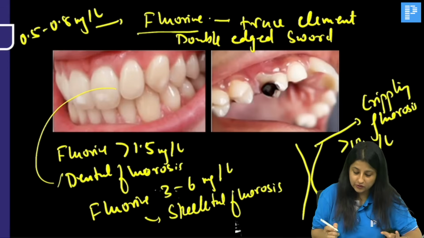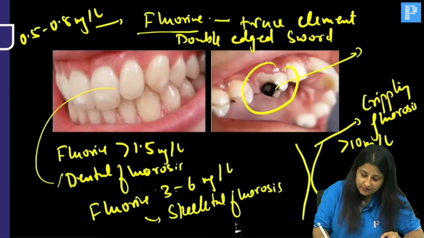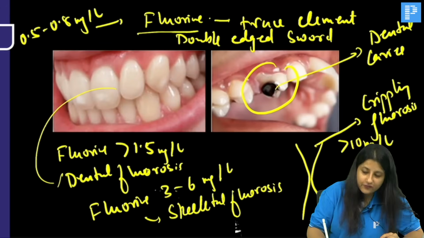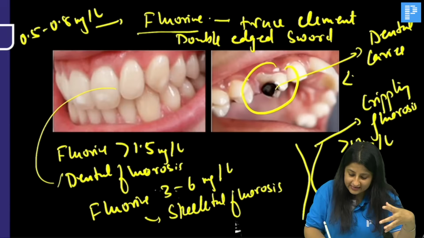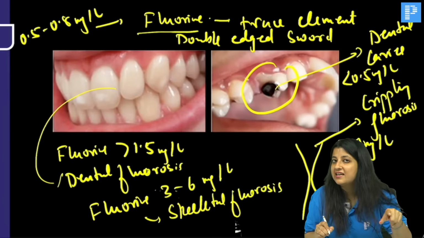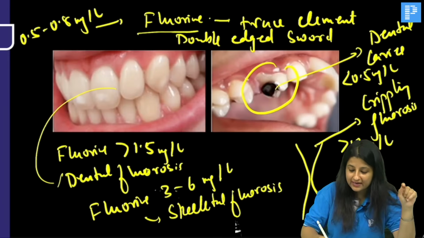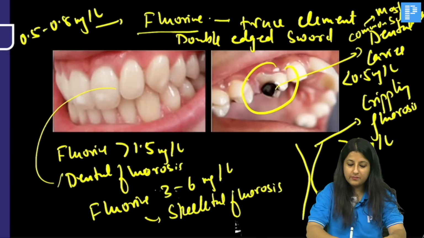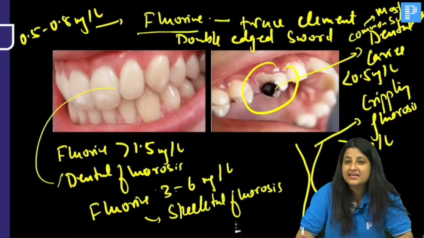Okay, this is fluorosis. But this one over here, this is dental caries. Caries is when the fluorine is less. That is why we say it is a double-edged sword. And remember, dental caries is the most common school health reported infection. ठीक है, सबसे common school health reported infection है.